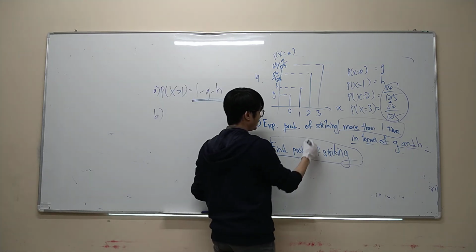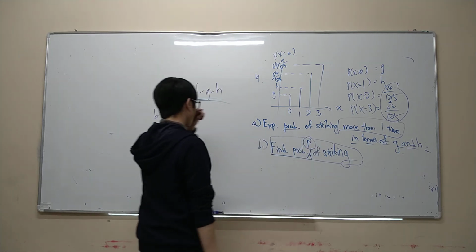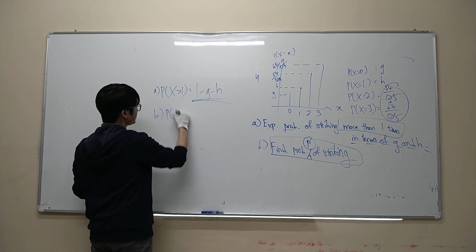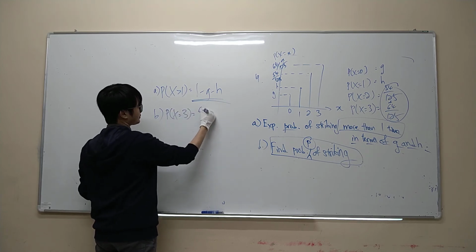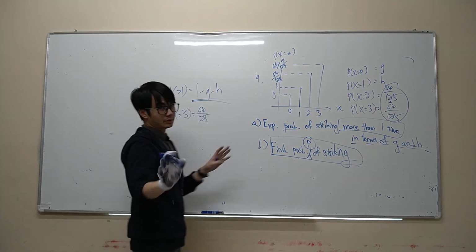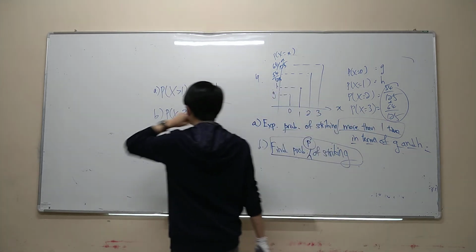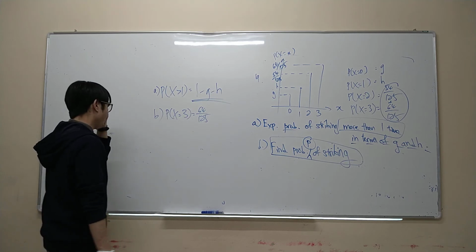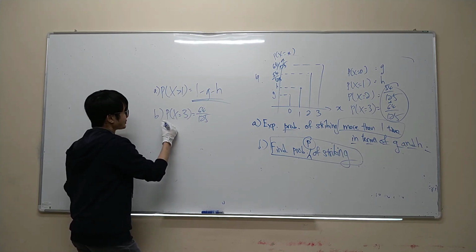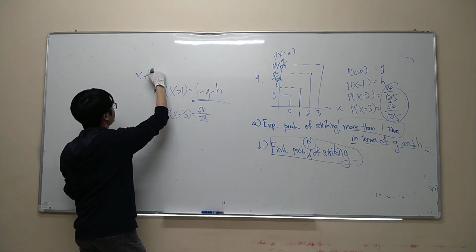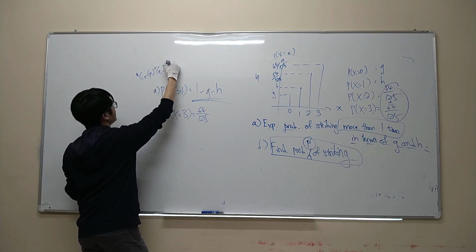It means they want you to find P. So how to find? You use the P(X=3). Okay, later I'll tell you why I choose this one, why don't choose this, or this. Later you understand why. What's the formula for binomial distribution? nCr P to the power r, Q to the power n minus r.